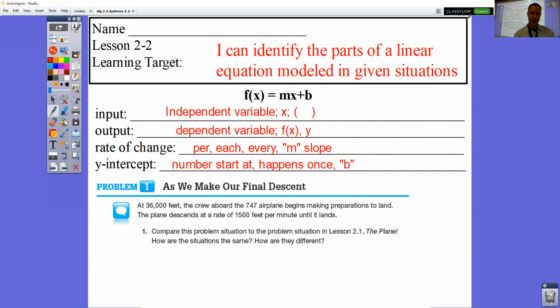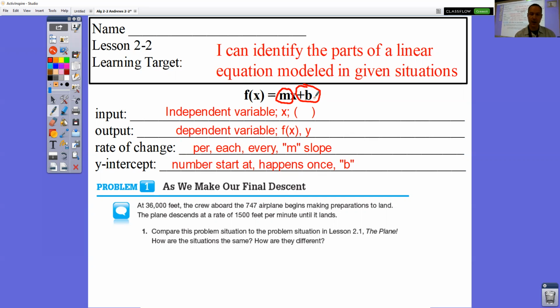Remember that the independent variable is also called the input. The output is the dependent variable. Your rate of change, you're looking for keywords like per, each, every. That's the m in your slope with y equals mx plus b. It's this letter that's in front of the x here. And then your y-intercept is the number that it starts at, or something that happens once. And that is the plus b in your equation.